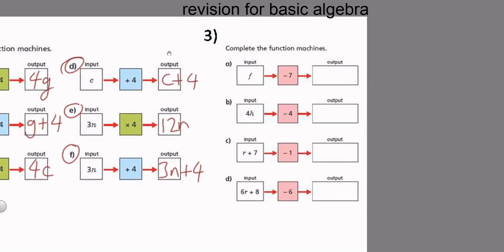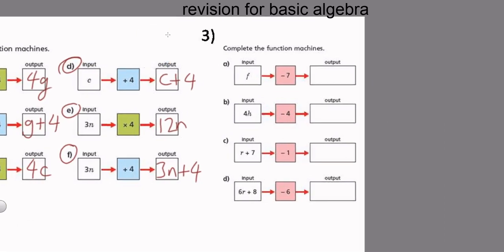Let's try question 3 now. f take away 7, well, it's just f take away 7. And the take away symbol doesn't disappear. Question B, 4h take away 4 is 4h take away 4.